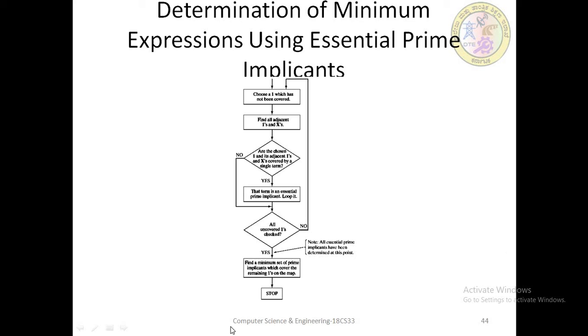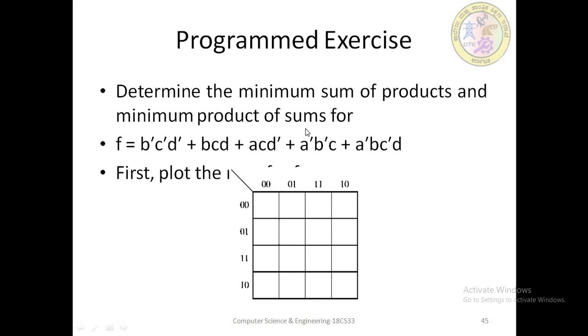Here you can see the same thing has been explained in a flow diagram. Choose the one which has not been covered. Find all the adjacent ones and don't cares. Is our chosen one adjacent to an X covered by a single term? Yes, then that term is an essential prime implicant, and loop it. Are all covered? Yes, then done, just find a minimal set. Or if it is not ended here, you need to repeat until all the possible combinations are found out.